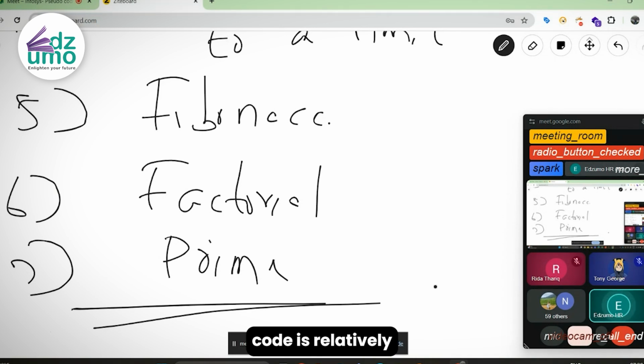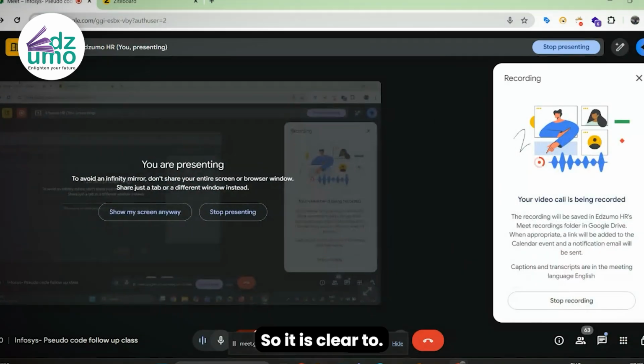So pseudocode is relatively very easy, but many students lose out because of the fear of the programming factor. Some students believe that I am not good in C, I am not good in Python, I am not good in Pascal, so I may lose out pseudocode. It's very, very easy, wrong. It is all about logic part. You just have to run the code. You can score full marks in pseudocode. So it is clear to all, right?